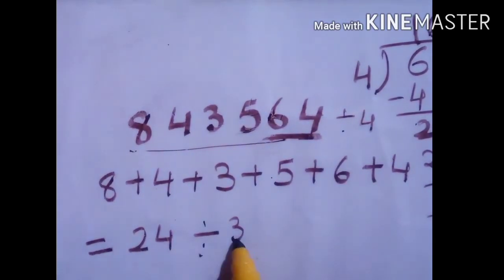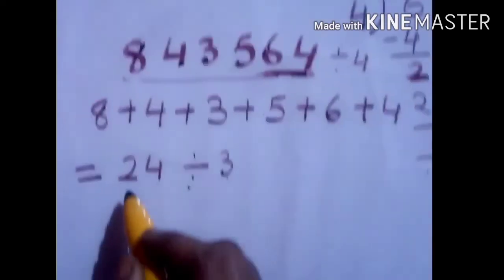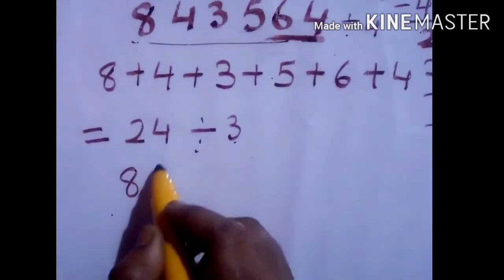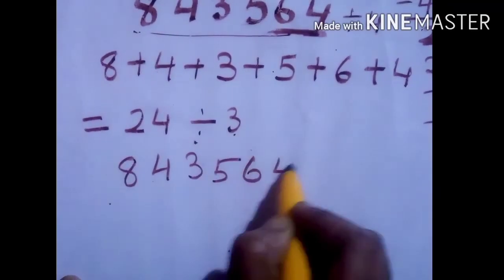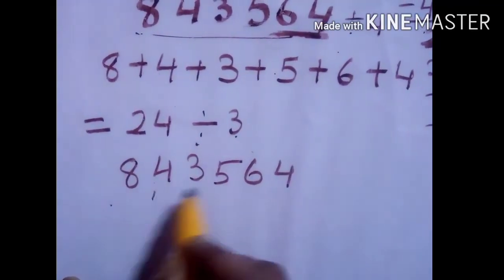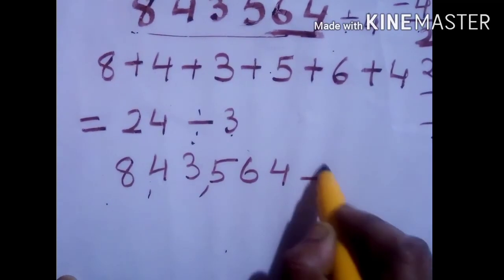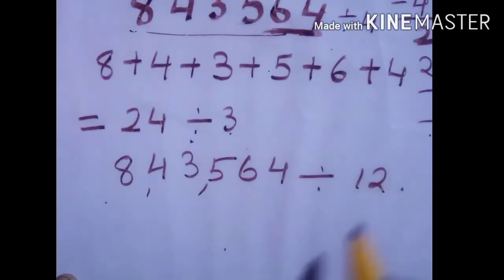That means the whole number is divisible by 12. Let us see. The whole number, 8,43,564, is divisible by 12. Now let us check the divisibility by 15.